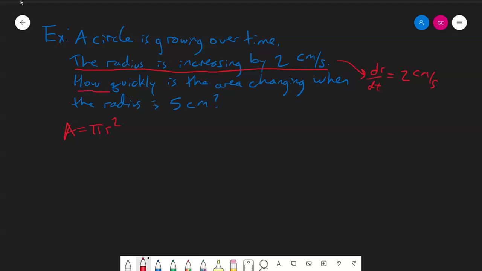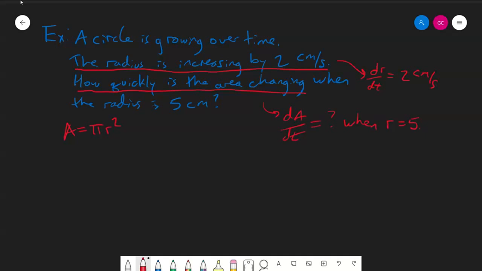Now, what is the question? How quickly is the area changing? So that's asking you to find dA dt. Because again, it's about a rate of change. And it wants to know dA dt when the radius is 5.